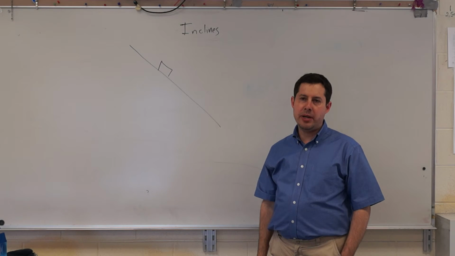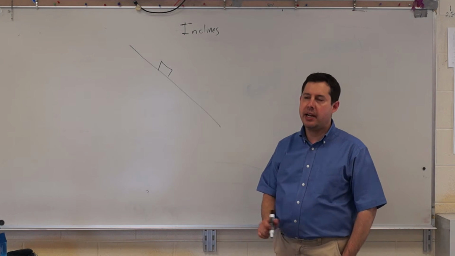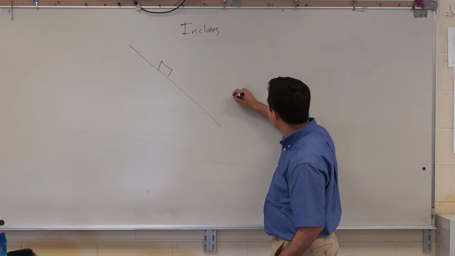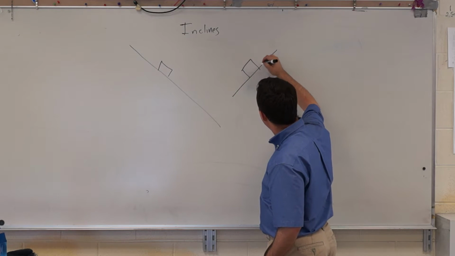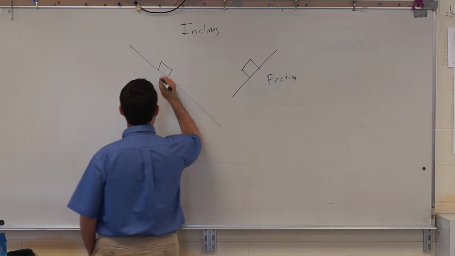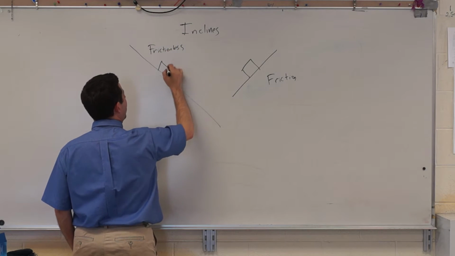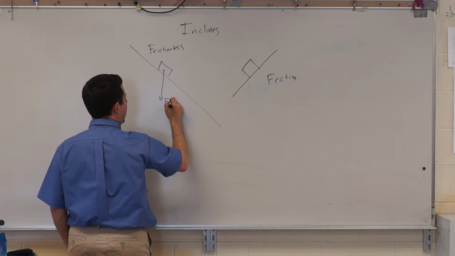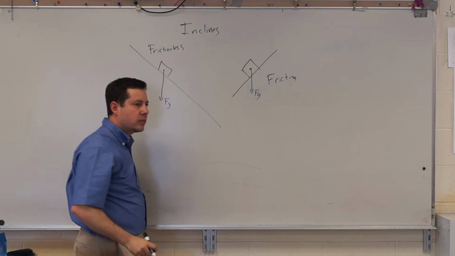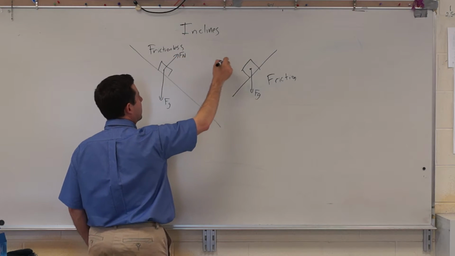I want to talk now about inclined surfaces, inclines as I call them. So let's put a block on a surface, and sometimes it might have friction and sometimes it won't. I'm going to start with a couple free body diagrams. So let's say this is friction, and let's say this is frictionless. Both boxes will have a gravitational force down. Both boxes will have a normal force. The normal force is perpendicular to the surface.